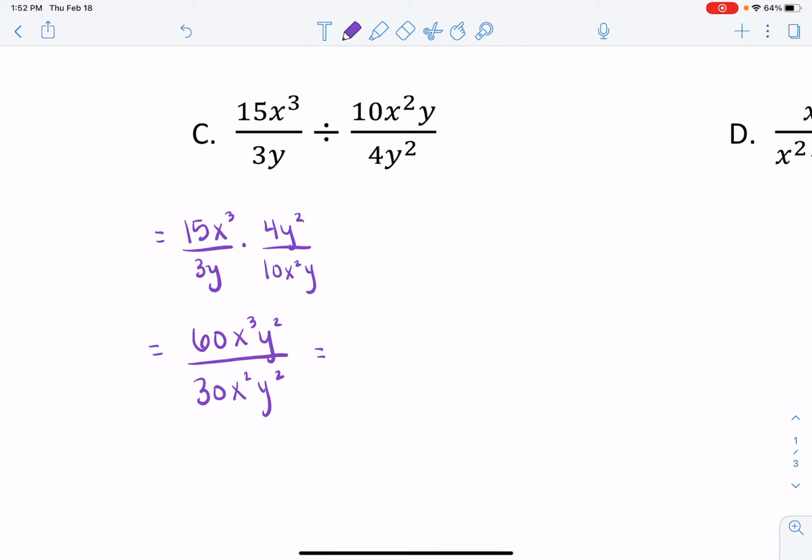Well, 60 divided by 30 is 2. X cubed divided by x squared, we just subtract the exponents, so that leaves me with x. And then the y squareds cancel. So our answer is 2x.